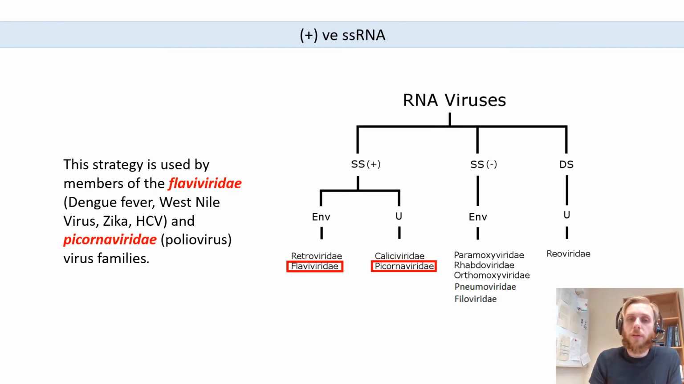A few other examples here. I'm mentioning these because they're quite important viruses. So the flaviviruses include quite a few that have a significant impact on human health. So dengue fever caused by dengue virus, West Nile virus, Zika virus, hepatitis C virus, and we also have poliovirus, which is a member of Picornaviridae, which we just looked at.